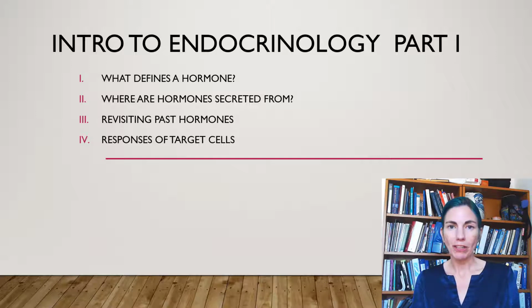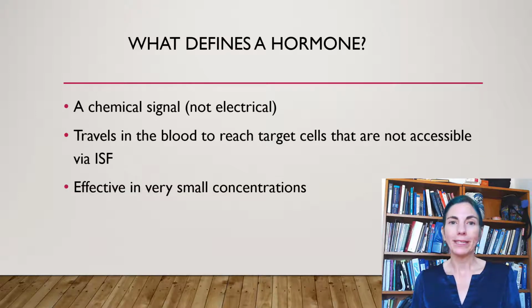So endocrinology is the study of the endocrine system, which is comprised of hormones. In other words, we're looking at hormones as a way for cells to talk to each other. So of course, let's take a look at what is a hormone, what is a target cell, what are some of their responses, and then we'll revisit some of the hormones that we've already learned about in this class. All right, let's start with what is a hormone.